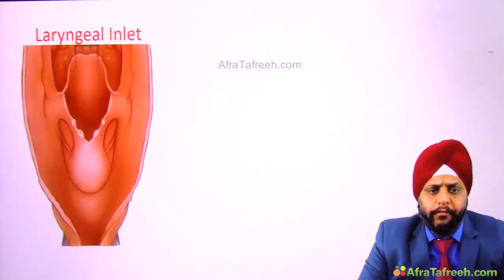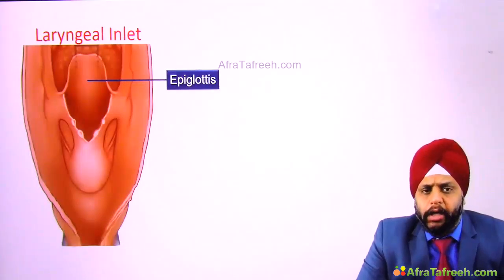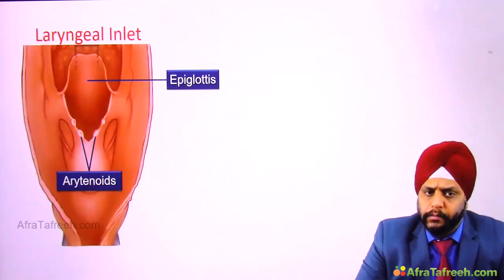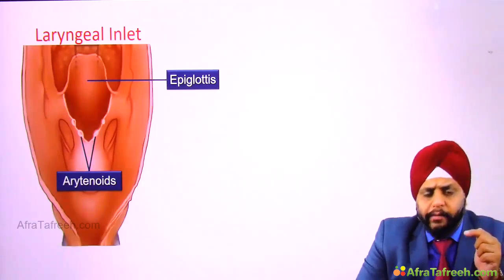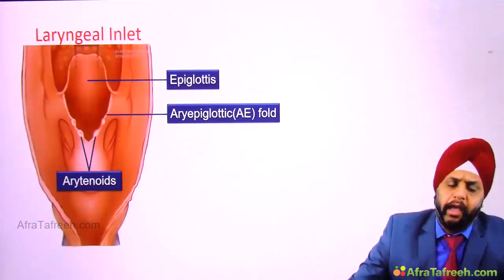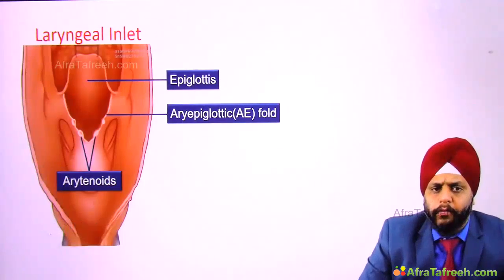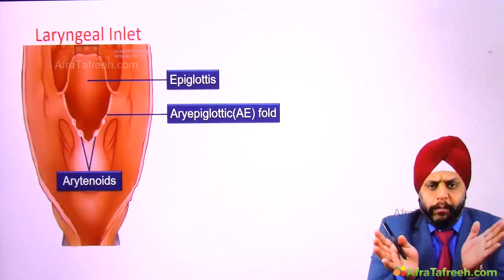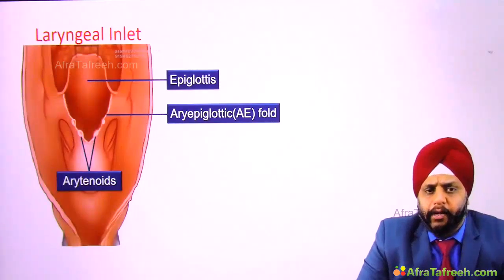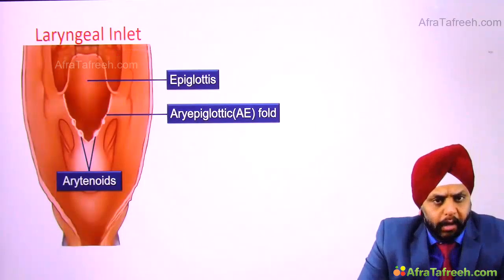So what structures form the laryngeal inlet? Number one, anteriorly, we have the epiglottis. And posteriorly, we have a pair of arytenoid cartilages. Between the epiglottis and the arytenoid cartilages, this mucosal fold is known as the aryepiglottic fold, the AE fold. So together, the epiglottis, the aryepiglottic folds on two sides, and the arytenoid cartilages form the laryngeal inlet. This is the ring through which the air enters into the larynx.